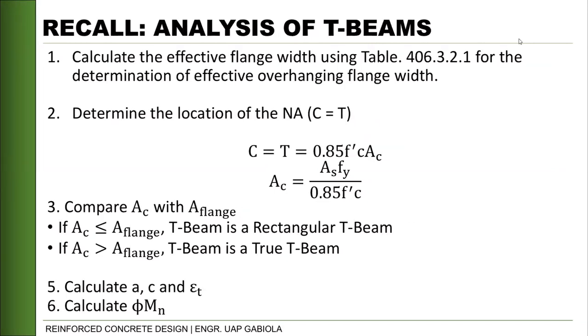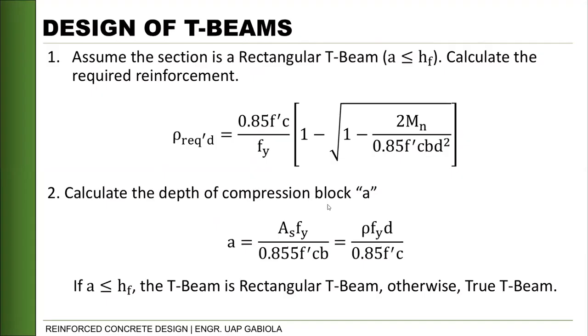Then we stated here are the steps for the analysis of T-beams. Okay, and from this step we can utilize some of it in determining the procedures for design. For design, first thing is we have to assume that our T-beam is a rectangular T-beam. It means that the neutral axis falls within the flange. Therefore, the value of our B in this equation for the row will be the base of the flange.